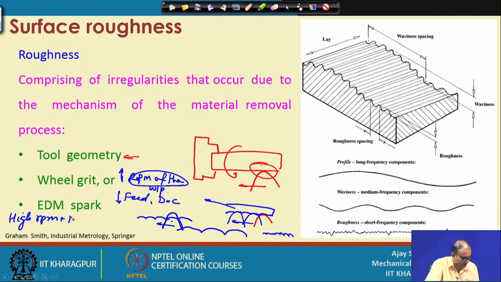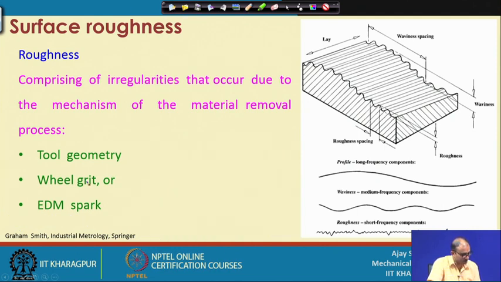High RPM plus low feed rate equals good surface finish, correct. So, you have to consider these particular things in such a way that you are getting a surface roughness as low as possible, right. Then the wheel grit in the grinding operation.